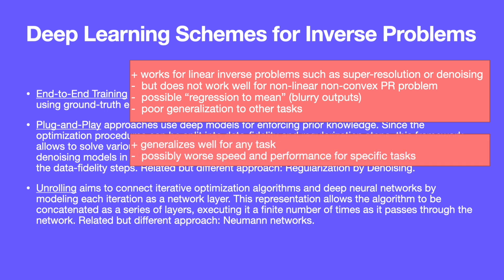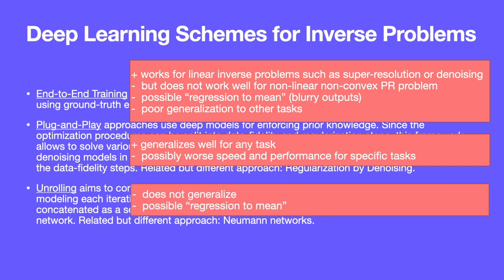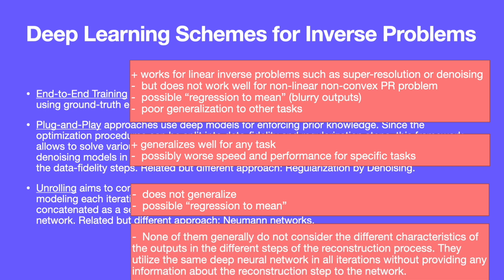And plug-and-play approaches generalize well for any task since they use the same deep denoiser for many various inverse problems, but possibly have worse speed and performance for specific tasks. And unrolling doesn't generalize as well, and it also has a possible regression to the mean issue. And none of these approaches consider the different characteristics of the outputs at different time steps of the reconstruction process, since they utilize the same network in all iterations without providing the step information to the network.